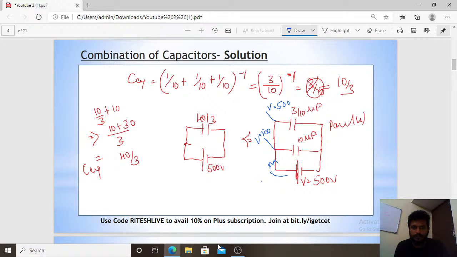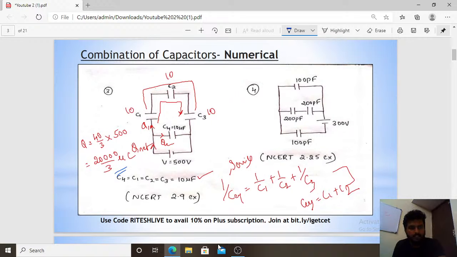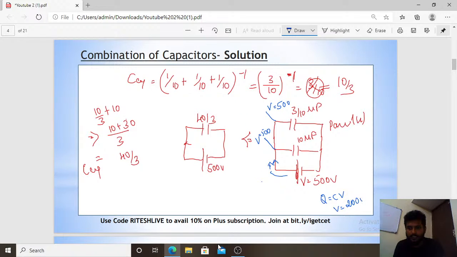Or else you can do like this. How can you find Q is equal to CV? In finding that also you will get the same value. That is Q net, how much I got? See here, Q net is 20,000 divided by 3. Divide Q by C. See how much I got? 40 divided by 3. So that is nothing but 3 divided by 40. 3 gets cancelled. 40, 500, right? Same value. So okay, 500 volt both here.